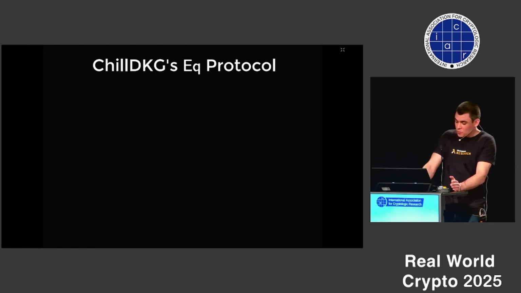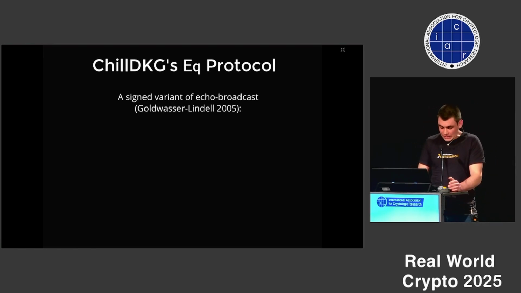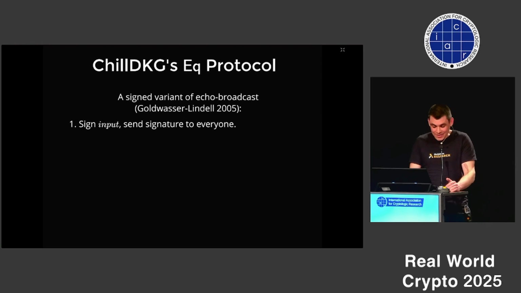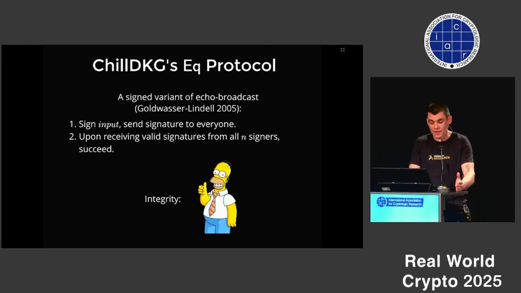So how does the EQ protocol that is specified in ChillDKG actually work? This protocol is a signed variant of a very simple echo broadcast protocol. Here's how it works. Everyone signs their input and sends the signature to everyone else. And when a signer receives valid signatures from all n signers, this signer's EQ succeeds. So extremely simple. And this satisfies integrity because if a signer succeeds, they hold signatures from everyone on the same input, meaning that every honest signer had the same input.